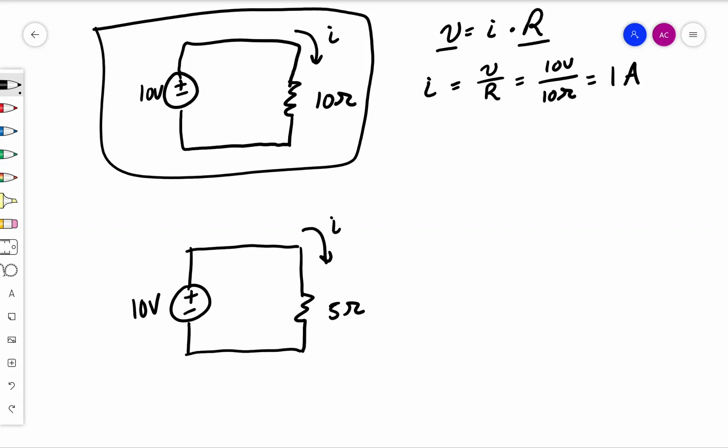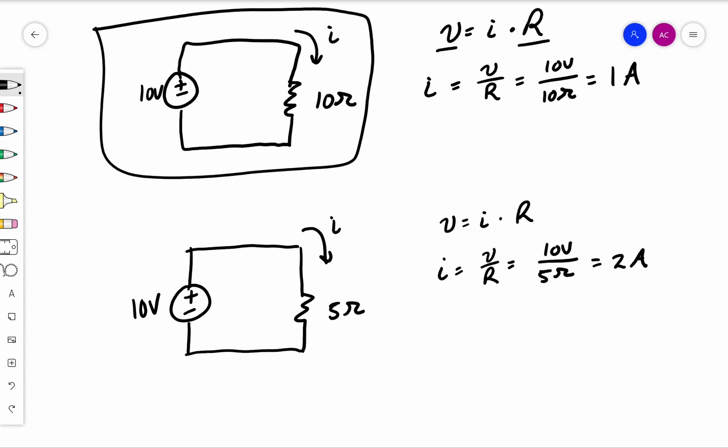Okay, so this is another application of Ohm's law. We just use V is equal to I times R. Okay, we know V, we know R, so then we can say I is equal to V divided by R, and that's equal to 10 volts divided by 5 ohms. So this is 2 amps.